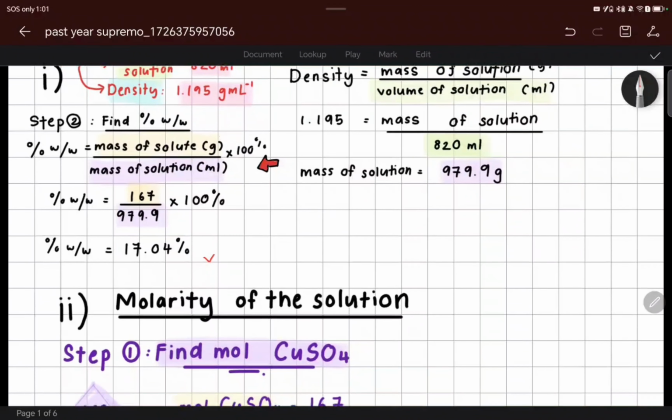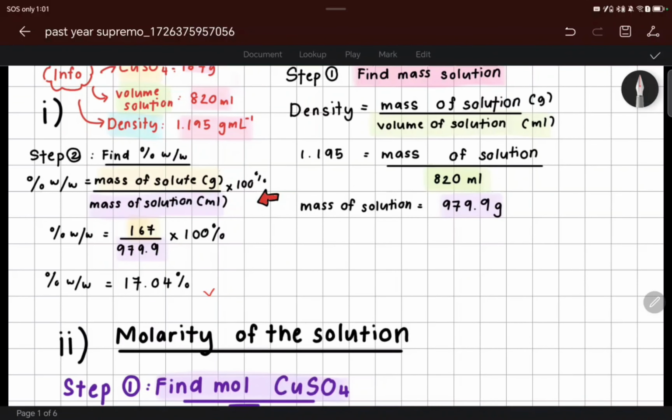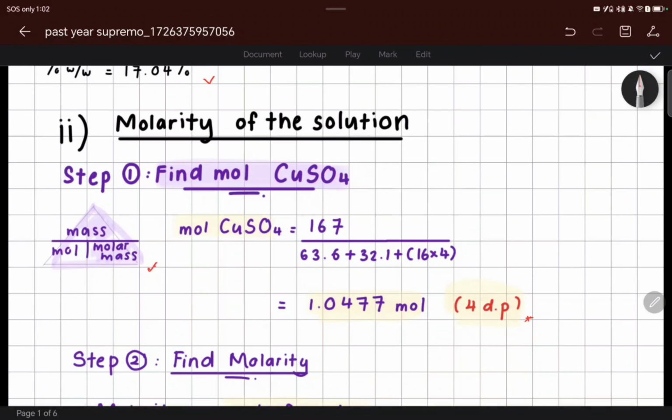So the mass of solution we get is 979.9 gram. After we get the mass of solution, we substitute it in the percentage by mass, which is mass of solute over mass of solution times 100. 167 is the mass of solute, and 979.9 is the mass of solution. After we calculate, we get the percentage by mass, which is 17.04 percent.